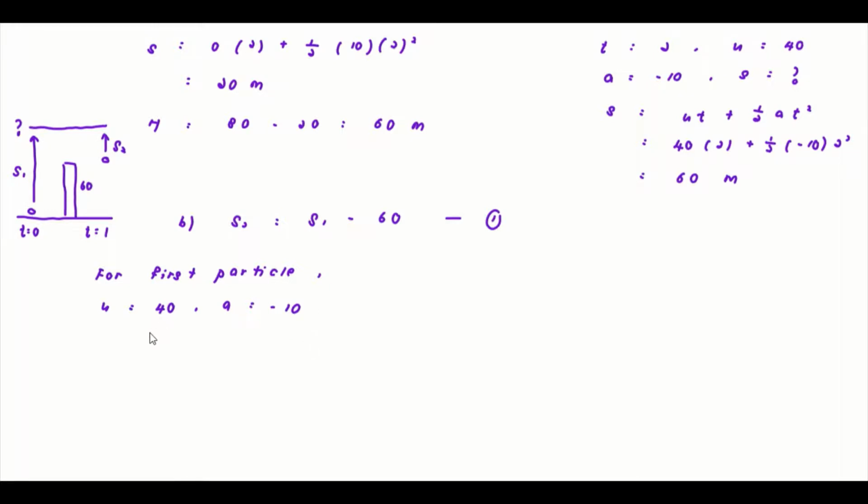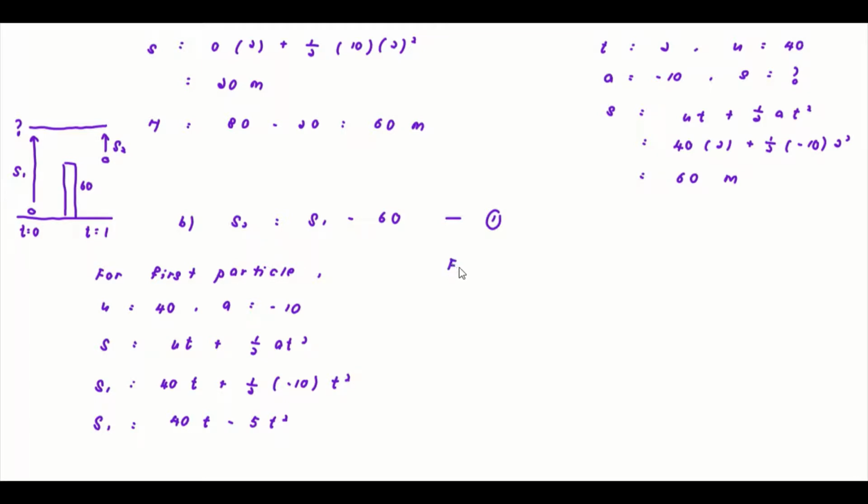Since this involves s, I might need to use the formula s equals ut plus 1 over 2at squared. So I get 40 times t, where t is the time, plus 1 over 2 times negative 10 times t squared. In this case this is S1. So this is how I get my first formula: S1 is equal to 40t minus 5t squared. So that's for the first one.